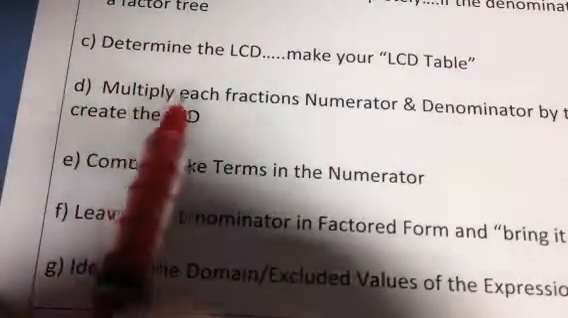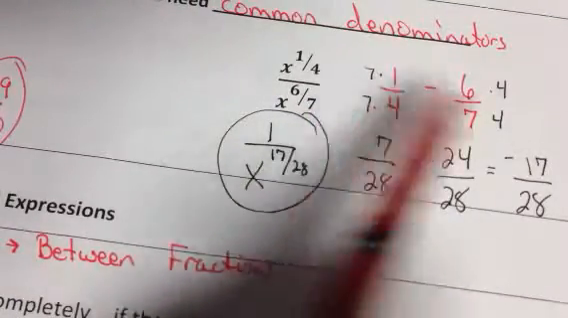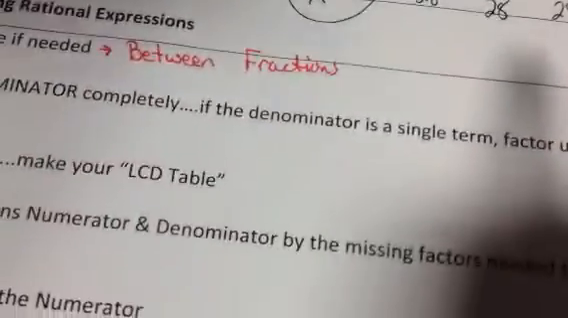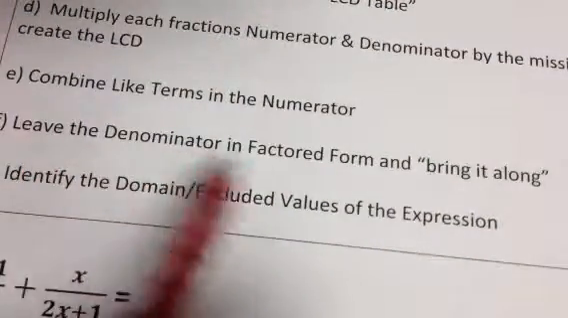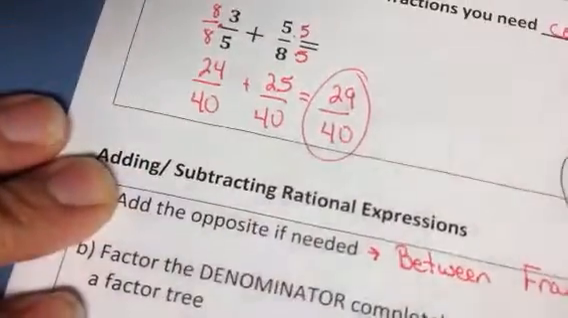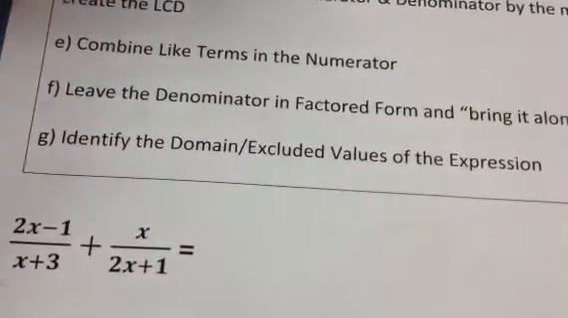Anyway, once you do that, you're just going to multiply your fractions, numerator and denominator, by the missing factors needed to create the least common denominator. So basically what we did up here with the 8 and the 5, or the 7 and the 4. And then you just combine your like terms in the numerator, because you add your numerators or subtract them. And we're just going to leave our denominator in factored form. And we're just going to bring it along, just like we brought the 40 along. And then we'll go back to those domain and those excluded values again. That part is not new.